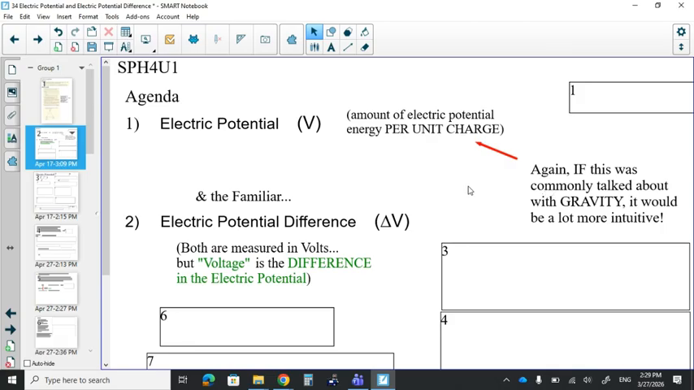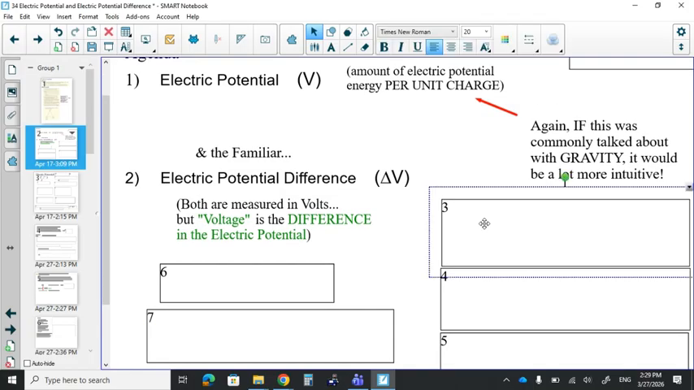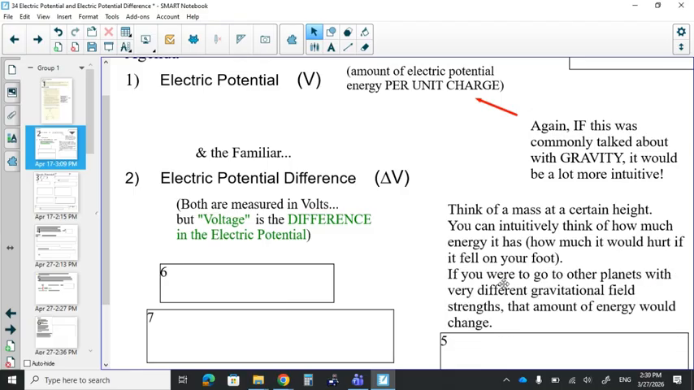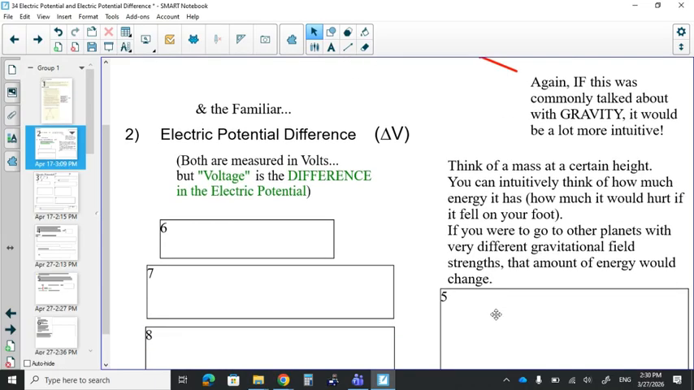I think I've said this before. Anyways, if this was commonly talked about with gravity, it would be a lot more intuitive for us, right? If we talked about gravitational potential energy per kilogram. Which we don't. We just don't talk about it that way. So think of a mass at a certain height, you can intuitively think of how much energy it has by picturing how much it would hurt if it fell on your foot, right? But that's the amount of energy for a specific amount of mass. If you go to other planets with different gravitational field strengths, that amount of energy would change, of course.